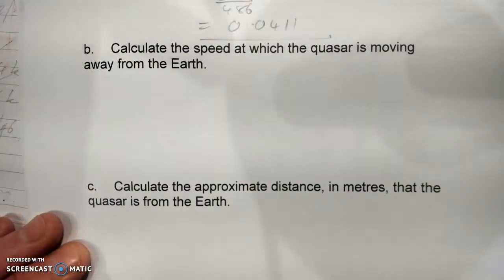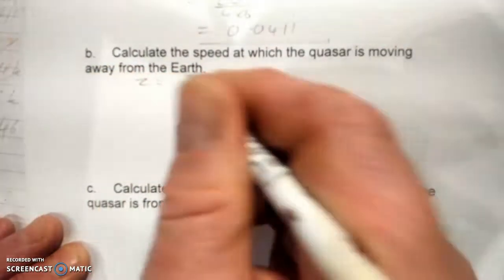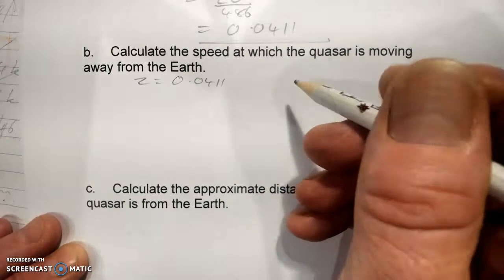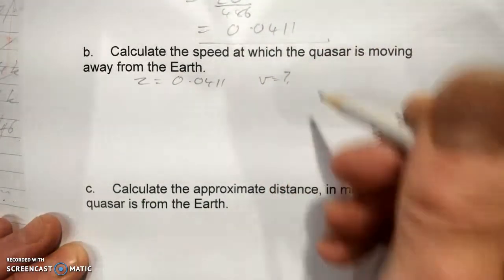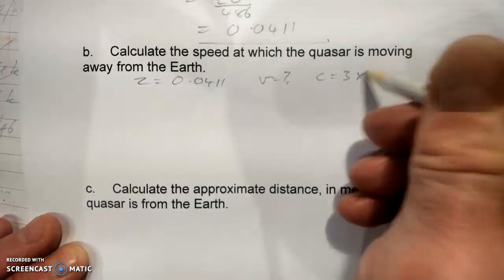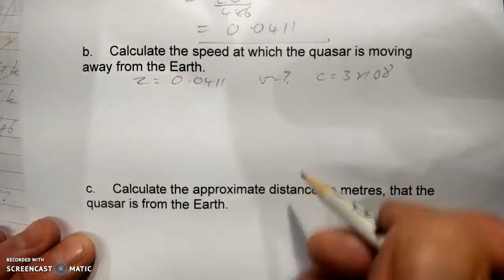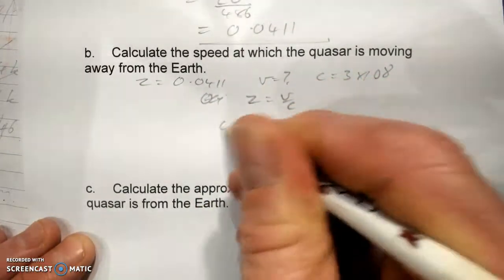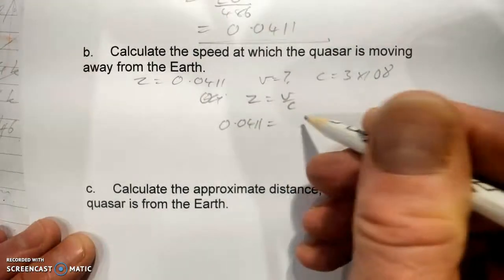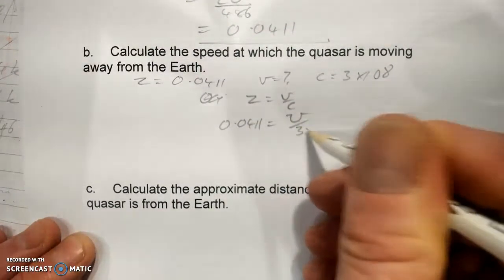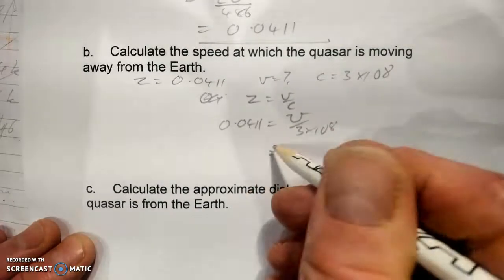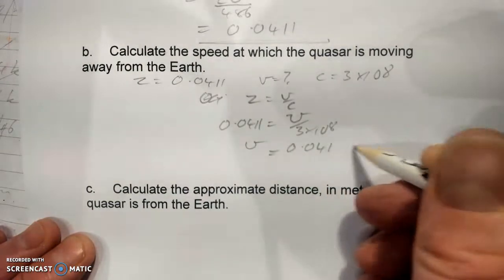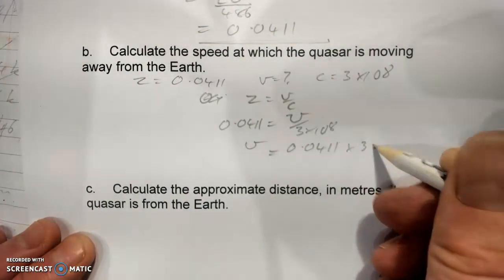Okay, for part B, going to use that value for redshift in this here, so we've got 0.0411 for the redshift, and we're trying to find out the speed of the galaxy, v, but we also know the speed of light is 3 times 10 to the power 8 meters per second. So we're using redshift equals v over c, so 0.041 equals v divided by 3 times 10 to the power 8, and so v is equal to 0.0411 times 3 times 10 to the power 8.